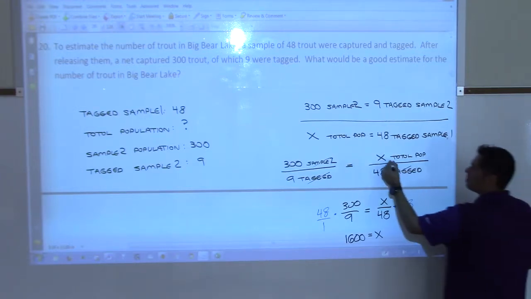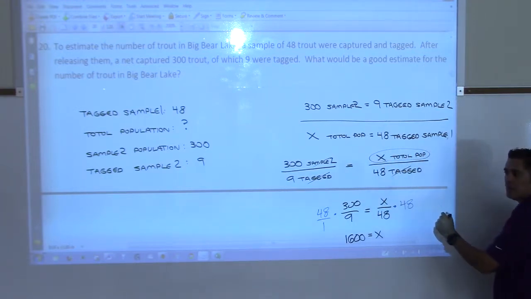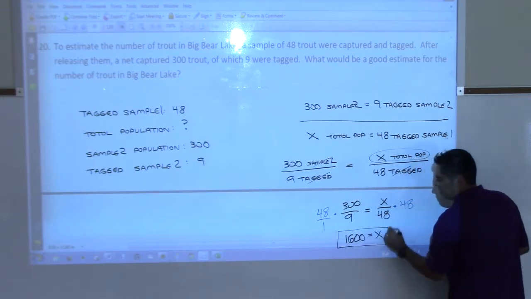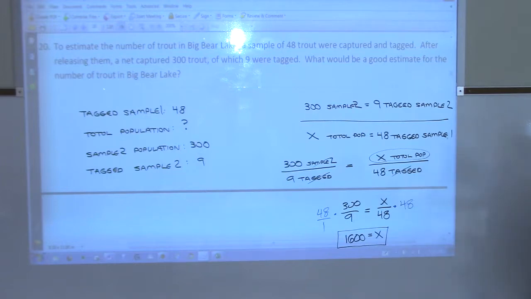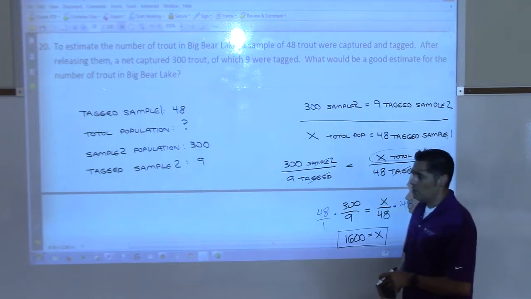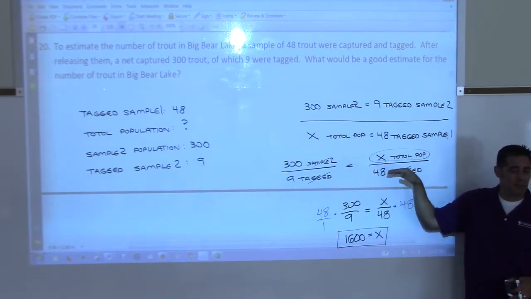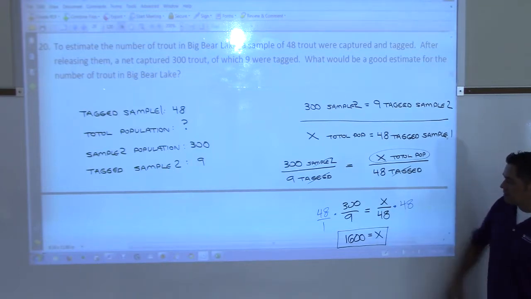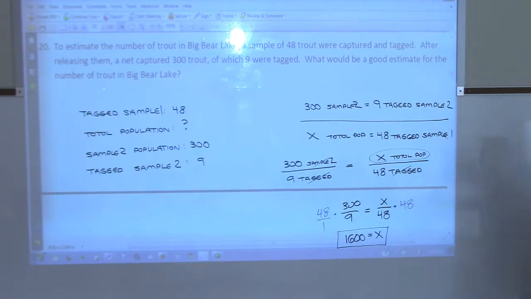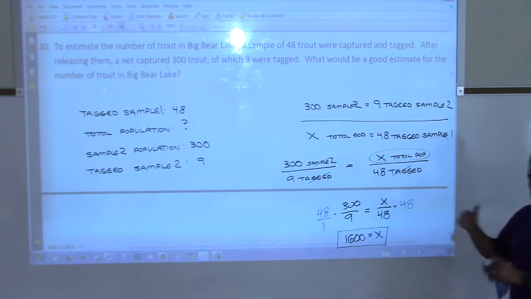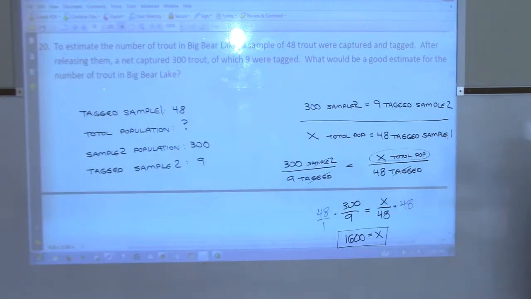So remember, x was the total population, right? X is our total population. So this should be the estimate for the number of fish in the lake. It is an estimate, though. We don't know for sure. But we know that the proportions should be similar to one another. And therefore, we can estimate the population to be about 1,600. I believe there's a problem in the homework like this. I'll let you see if you can get that one. If you have questions over it, we can talk about it next class.